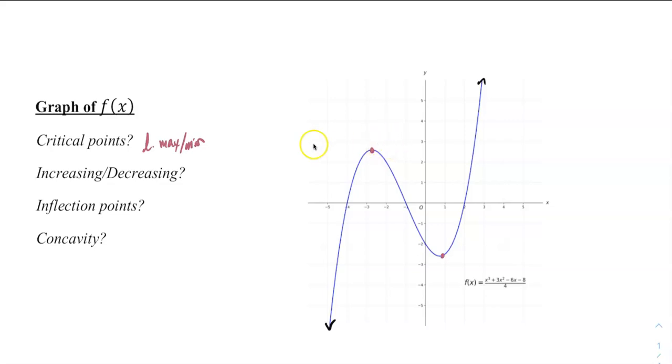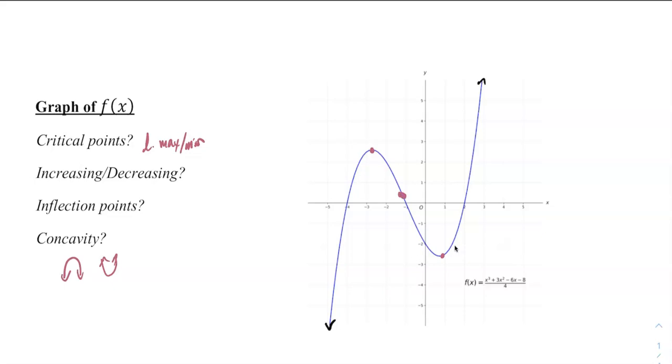Increasing, decreasing? Well, that's just literally where your graph's going up and down. So it's increasing from here to here. Then it's decreasing from -3-ish to 1, and then it's increasing from 1 to infinity. Concavity, I'll do that before inflection points, you'll see why in a second. Concavity is just, does it open up or does it open down? Opening down would be something like this, opening up would be something like that. An inflection point is a point where it goes from concave down to concave up or vice versa. So in this case, probably around here-ish.